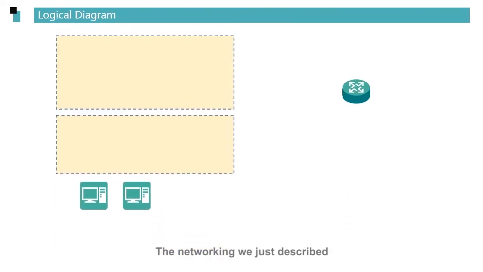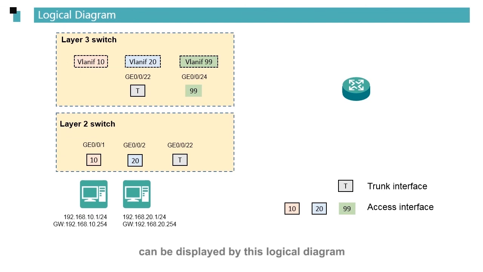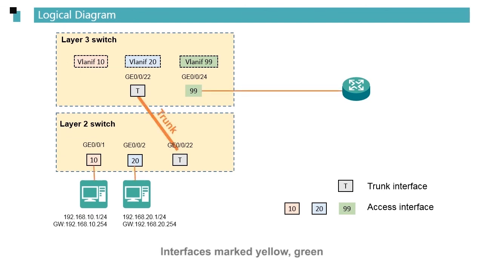The networking we just described can be displayed by this logical diagram. Interfaces marked yellow, green, and blue in solid lines are access interfaces and belong to VLAN 10, VLAN 20, and VLAN 99, respectively. The interfaces in gray are trunk interfaces. The interfaces circled with dotted lines are VLANIF interfaces. When PC1 and PC2 communicate, traffic goes this way. When PC1 communicates with the router, traffic goes this way instead.